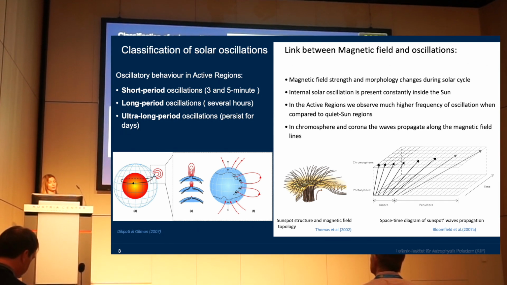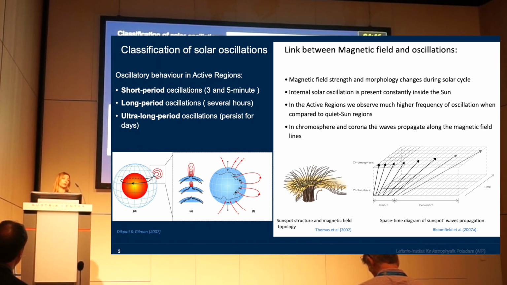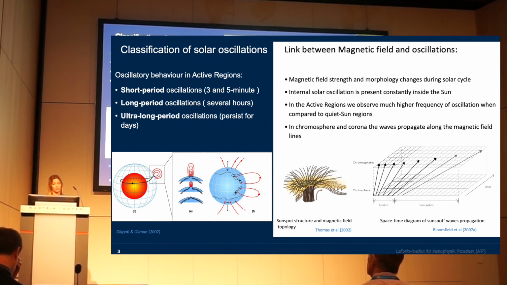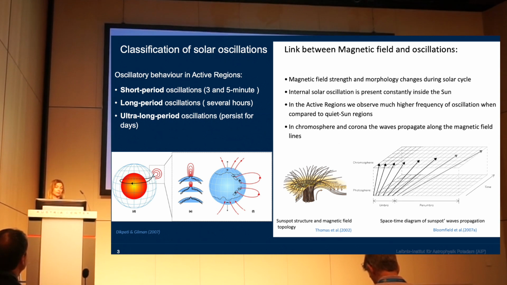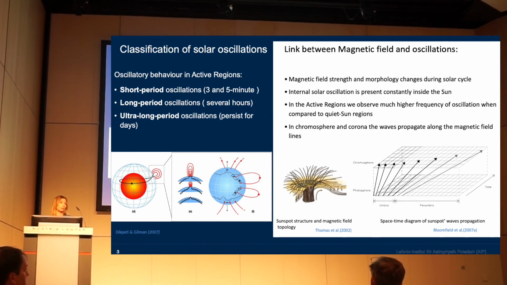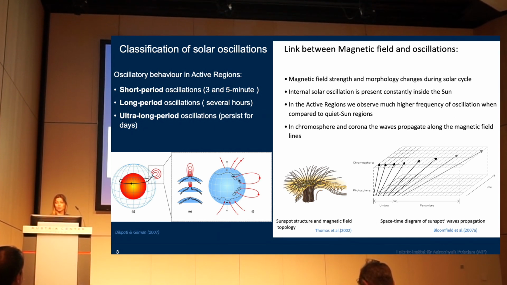In active regions, we observe a much higher frequency of oscillations when compared to the quiet Sun regions. This is because an active region like a sunspot has a magnetic structure and magnetic field topology, which of course has an influence on the propagation of oscillations.